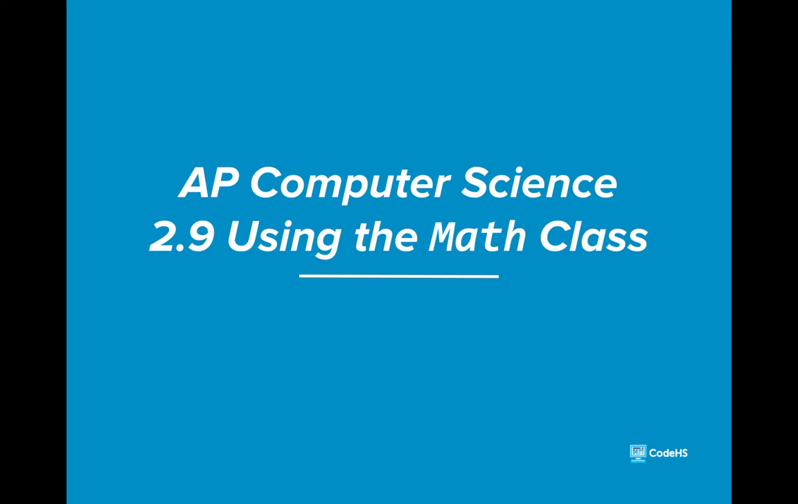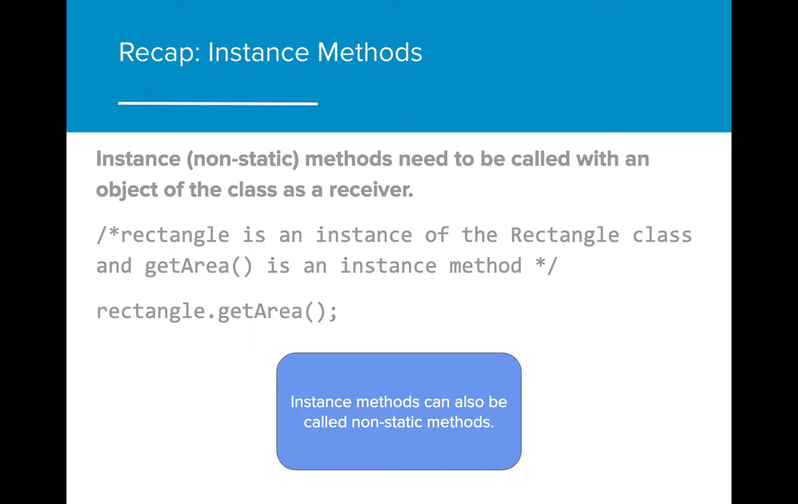Hi, in this lesson, we'll take a look at the math class. Let's dive in. As we learned earlier in the unit, instance methods need to be called with an object of the class. Whenever we've wanted to use one of the rectangle methods, we've had to call the method on an existing rectangle so that we could use the data from the rectangle in the method being called.